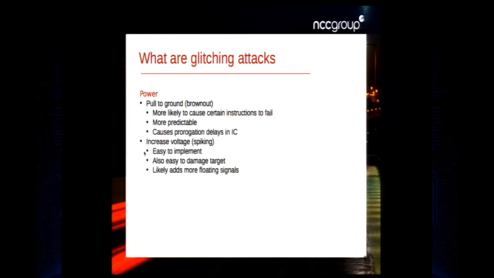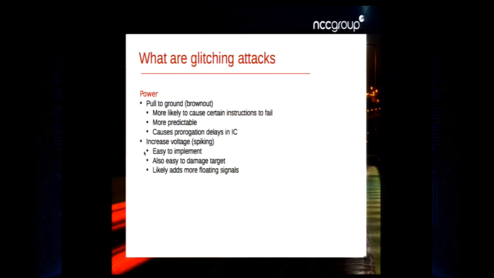So with power glitching attacks, we can do either a brownout or a voltage spiking attack. With a brownout attack, we cause propagation delays within the IC to exist. And when we do this, it tends to be a bit more predictable, at least in my experience when I was doing it on the Arduino chip. And it's more likely to cause a write back to fail when you're doing an attack like this.